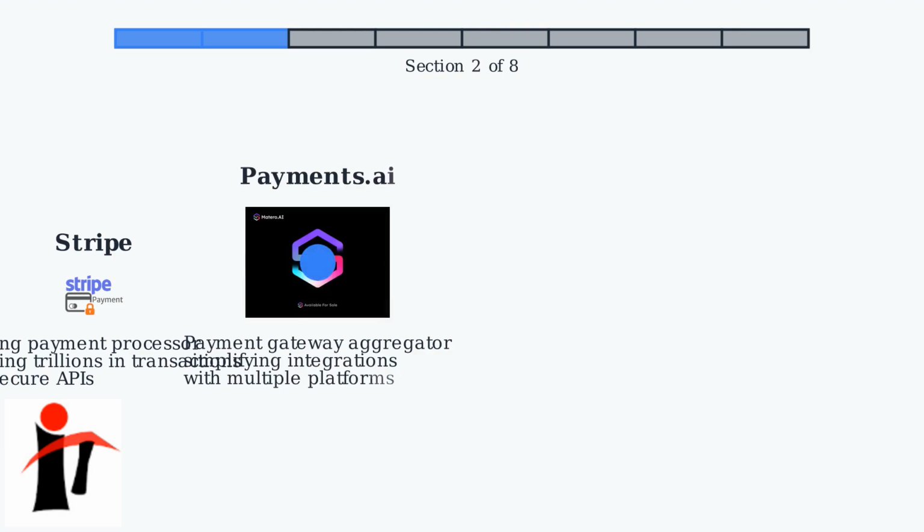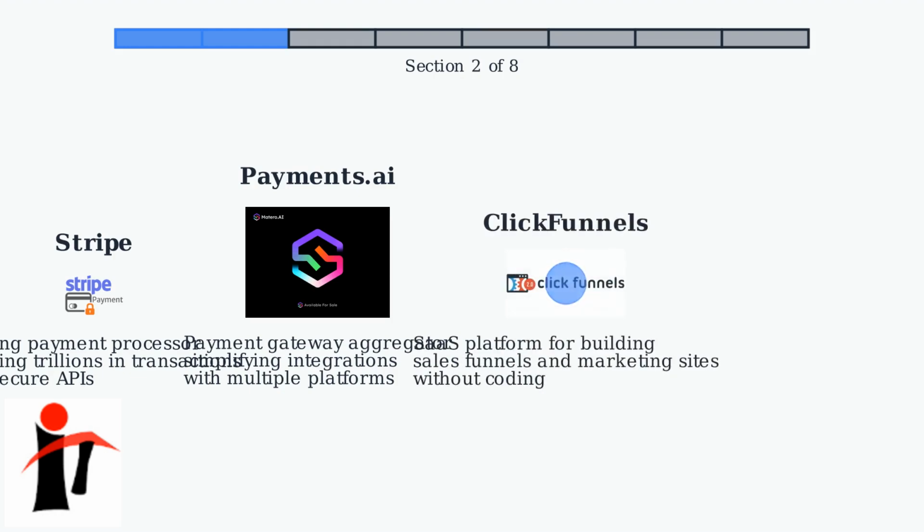Next, Payments.ai acts as a payment gateway aggregator, simplifying the process of connecting payment processors like Stripe to platforms such as ClickFunnels. It provides a unified interface and handles the technical integrations. Finally, ClickFunnels is a SaaS platform designed for creating sales funnels, marketing pages, and e-commerce sites. It allows users to build complete customer journeys without coding expertise.